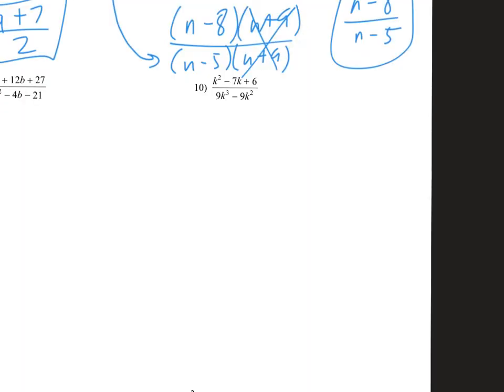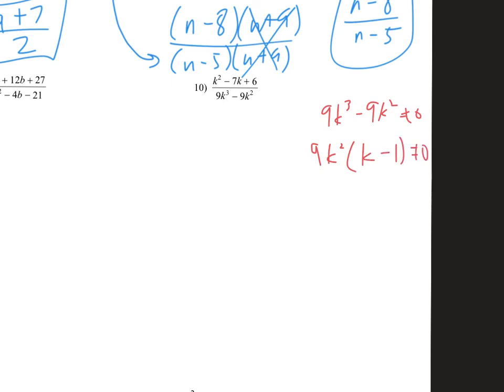All right, last one here, we'll start off with our excluded values. So we're going to say that we'll skip number 9 first of all, but this last one here, we'll say the denominator cannot equal 0. I'm going to factor this one. You can't do an x thing on this one. It's just GCF. So I'm going to take a 9k squared out front. And that's going to give me k minus 1 on the inside.